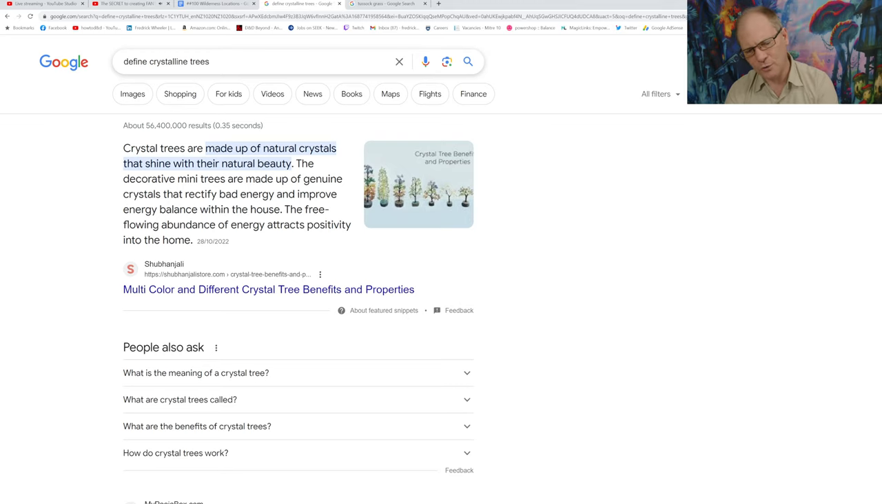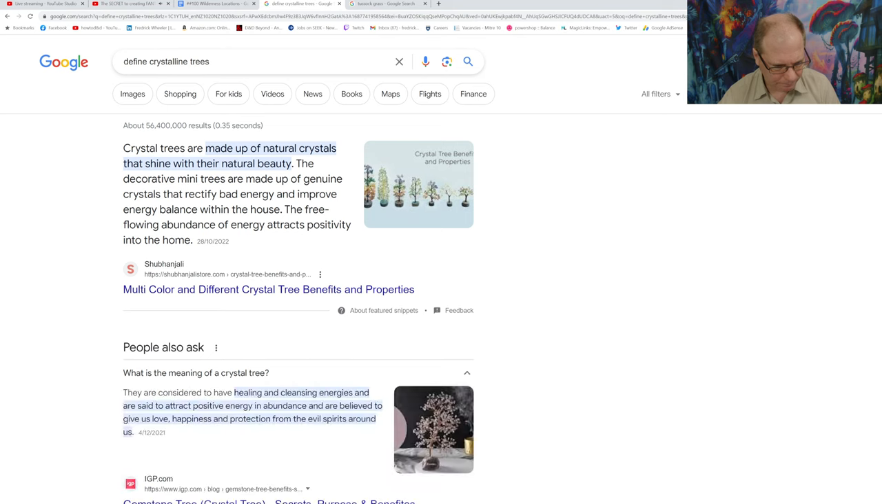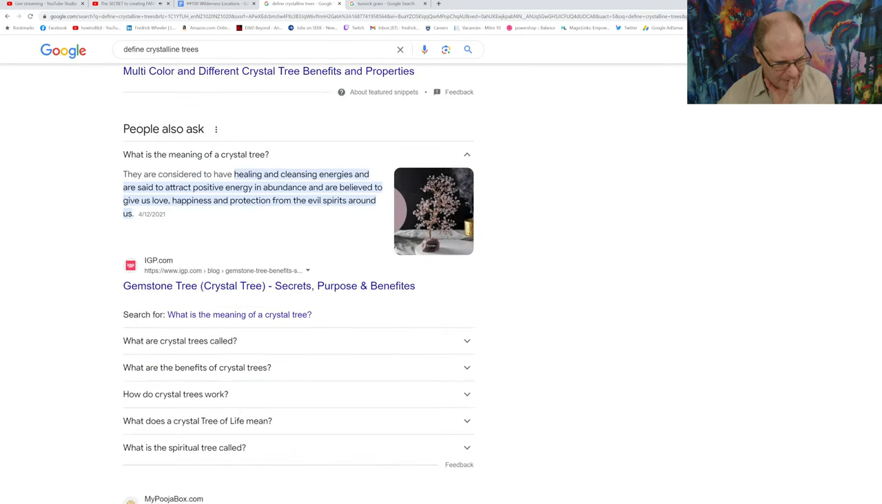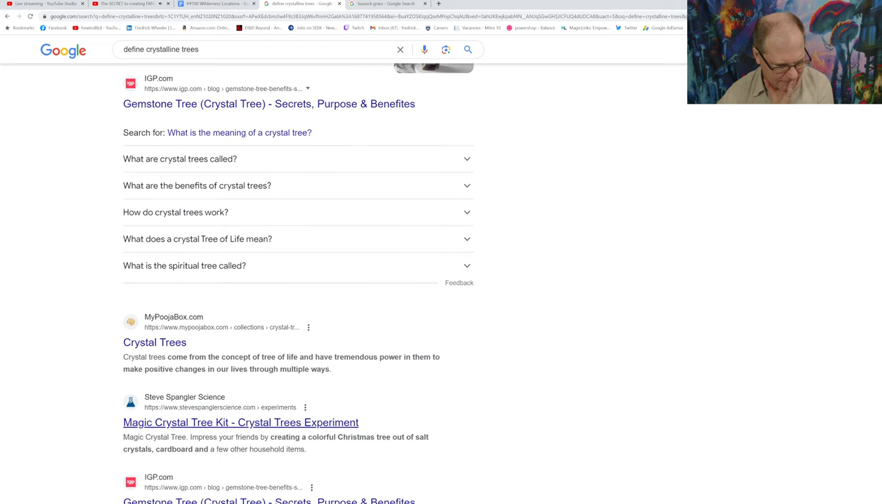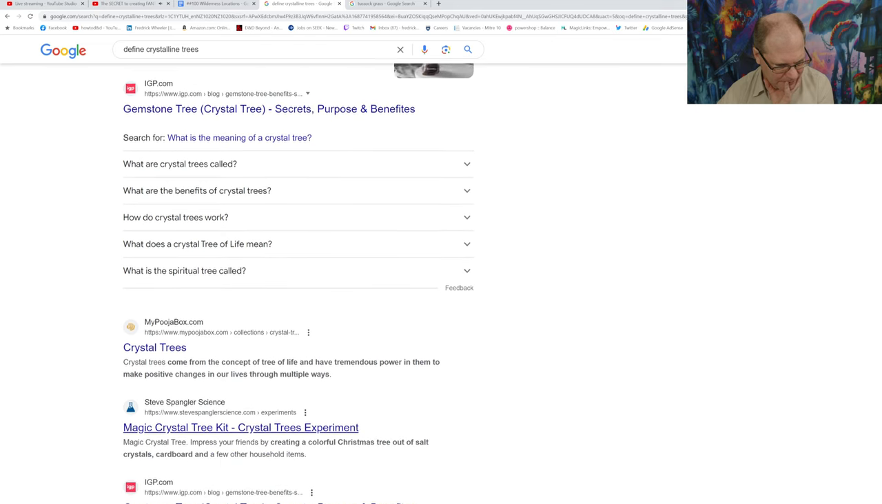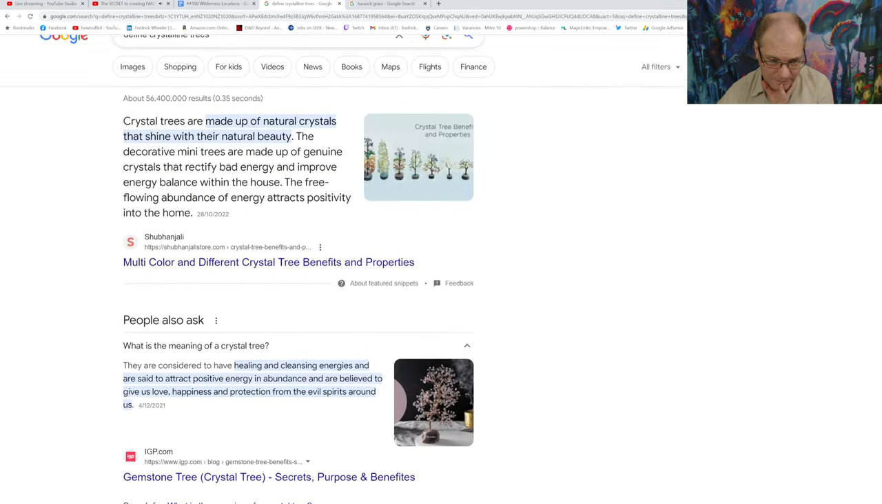But even if it was not a real thing, we could make a natural formation for a fantasy world that is a crystalline tree. They constantly have healing property. Okay, so this is something that people make up. Crystalline tree. We can have a crystalline forest.